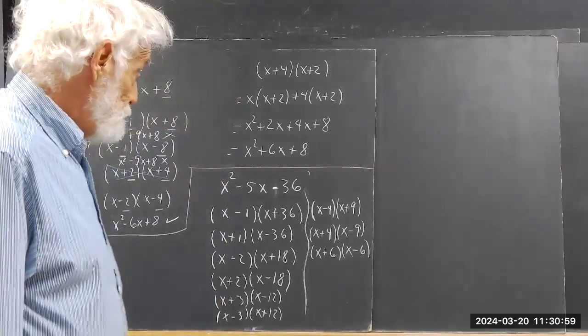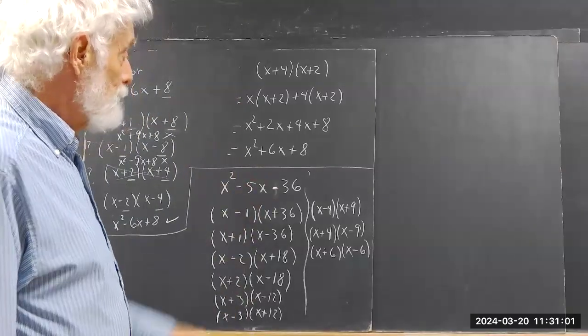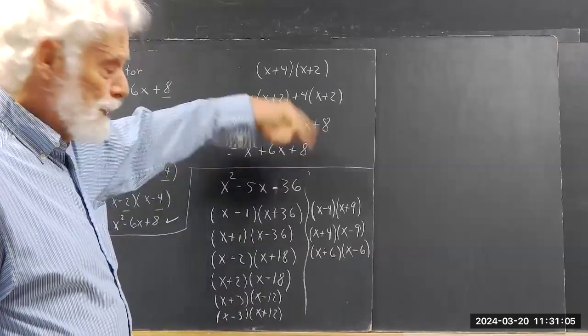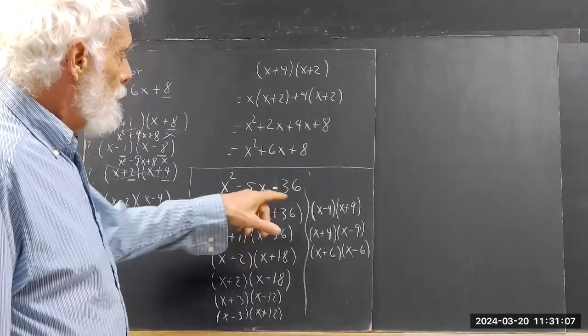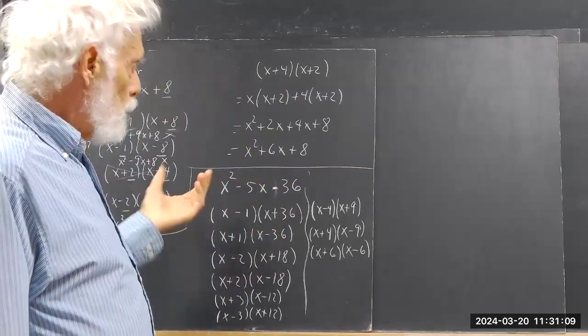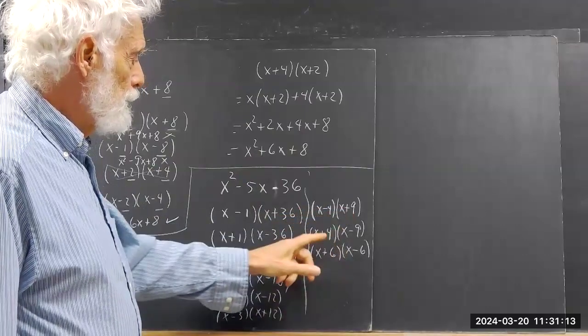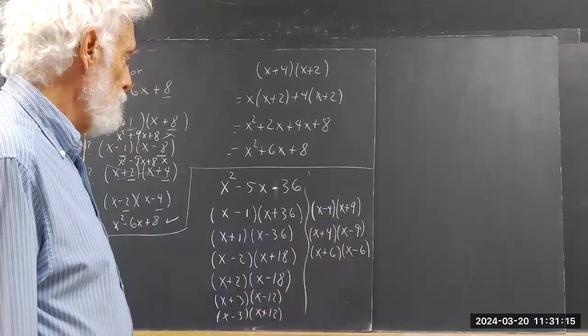Next one, 4 divides 36. I chose a number you could divide by a lot of different numbers, just to illustrate the process. So 4 times 9 is 36. We have a minus 4 and a plus 9, or a plus 4 and a minus 9.